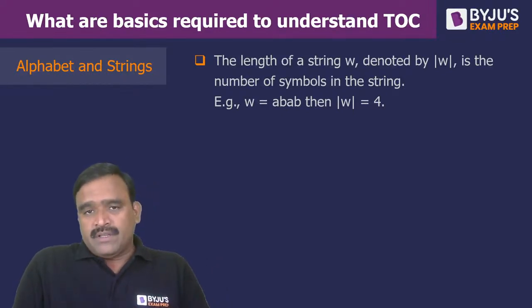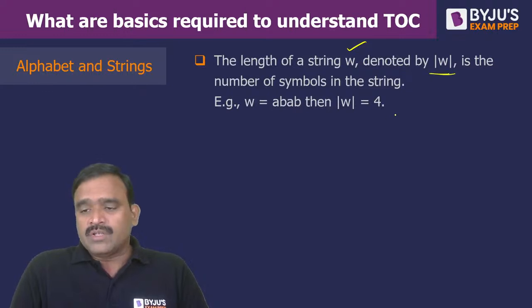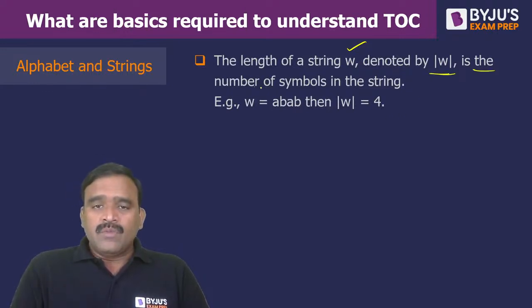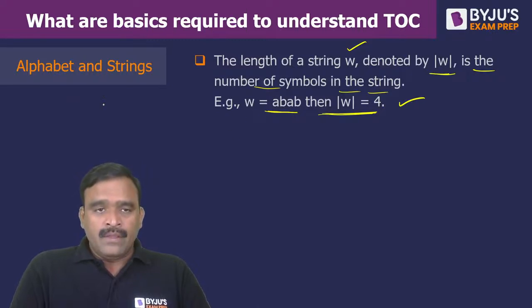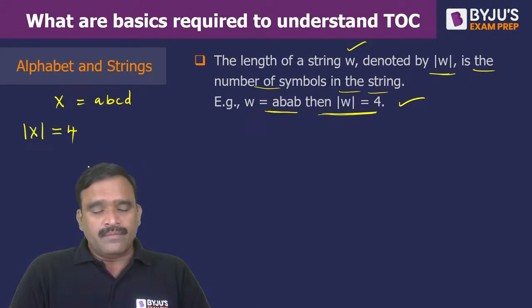The length of the string, for example, if W is a string, the length of the string is denoted by modulus of W, and it is the number of symbols in the string. So if W is equal to ABCD, then the length of the string, modulus of W, is equal to 4. For example, if X is a string defined with A, B, C, D, then modulus of X is nothing but the length of the string, and it is equal to 4.